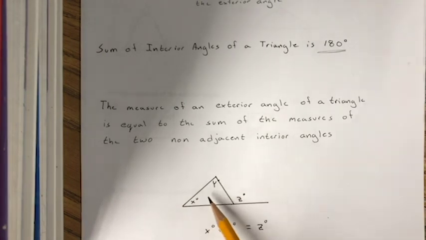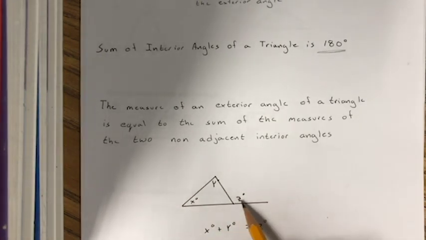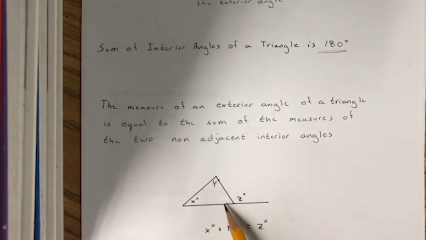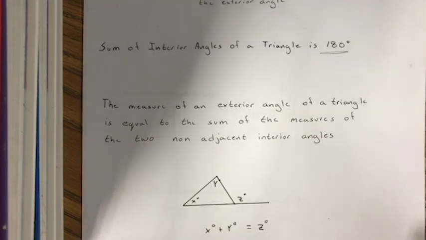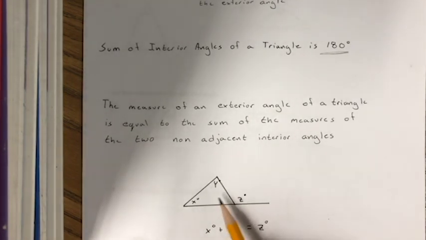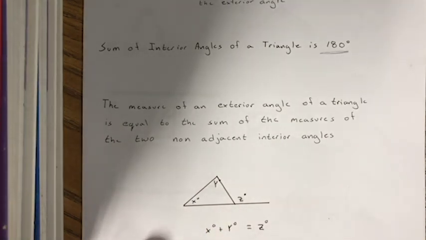So here I have a triangle. I need to know what Z is. Well, this is all I have to do. The interior angles on the opposite side, not this angle, but these 2 right here, when I add them together, I get Z. That's all it's saying. So if I know what these 2 are, I know what the exterior angle is. And that's it.